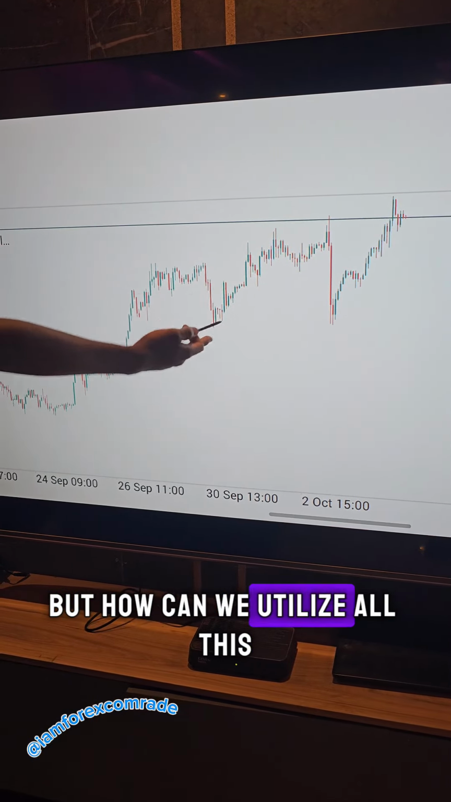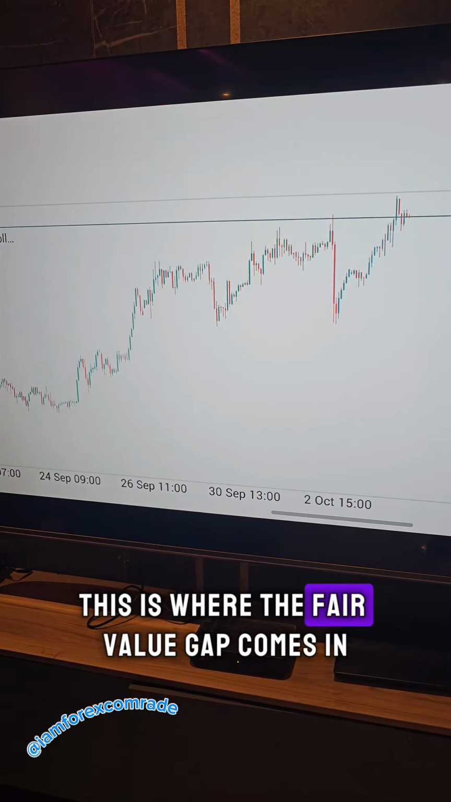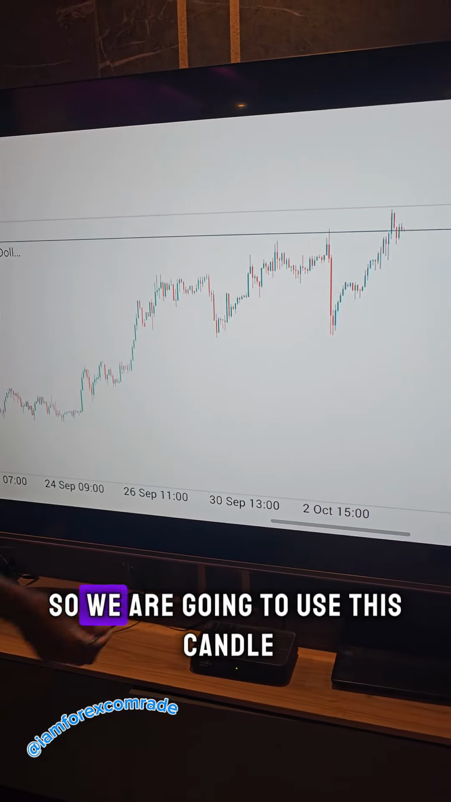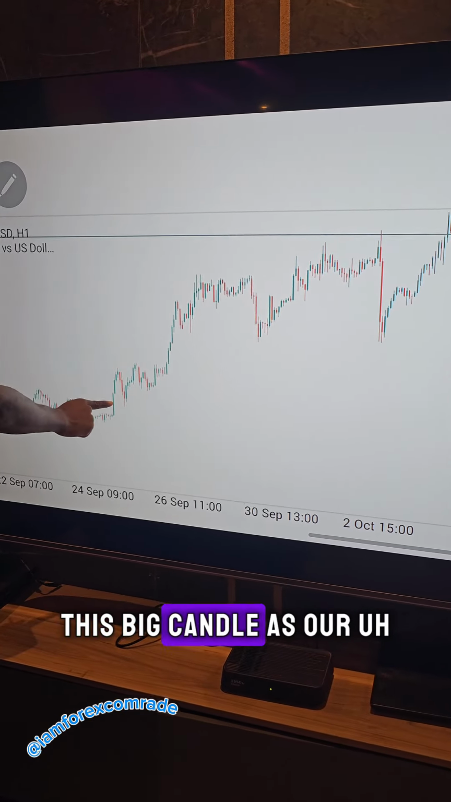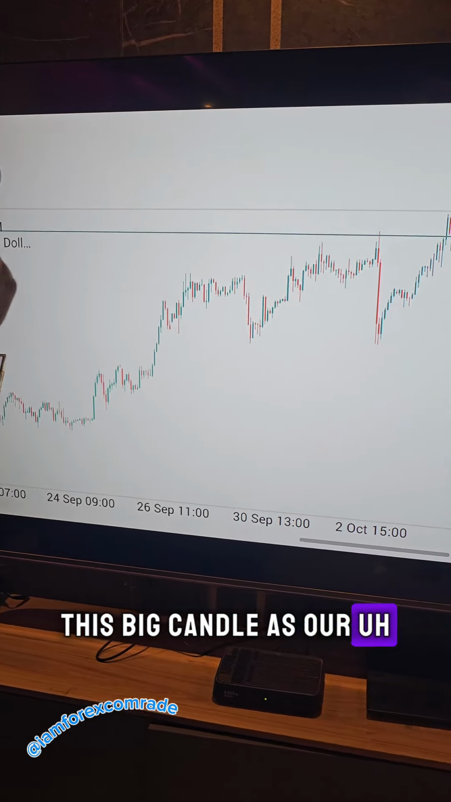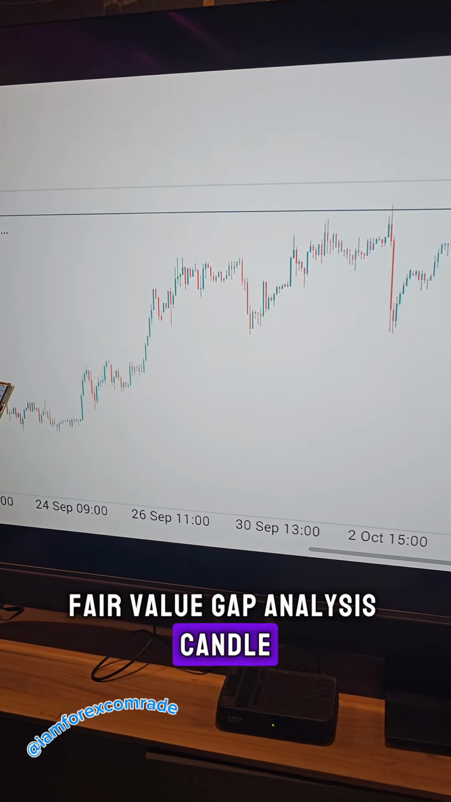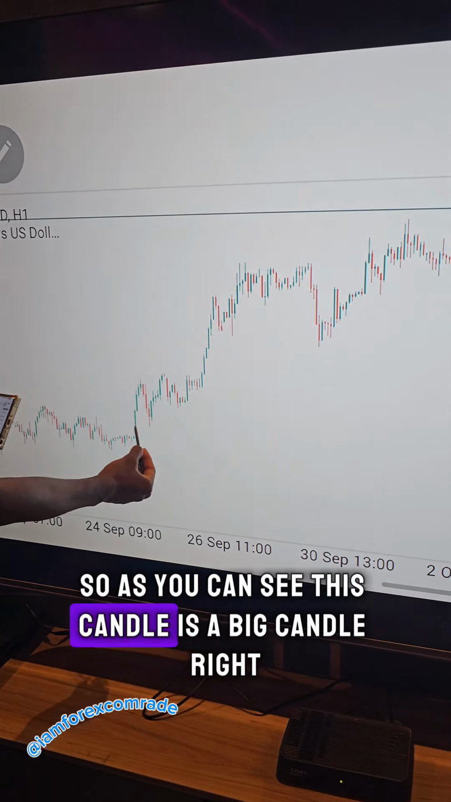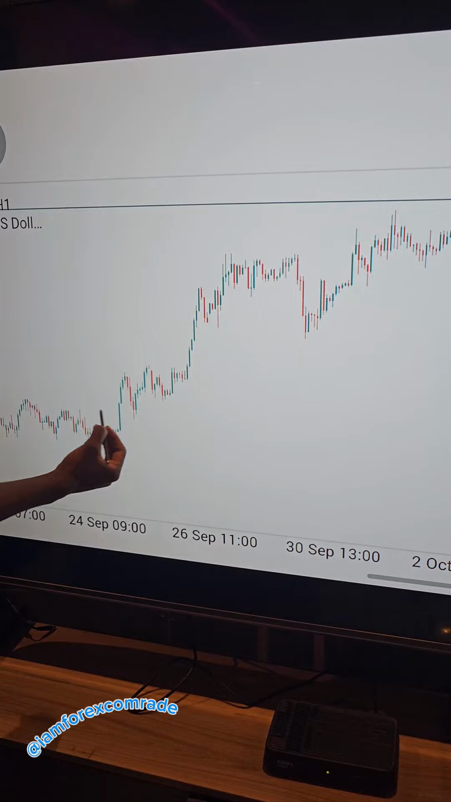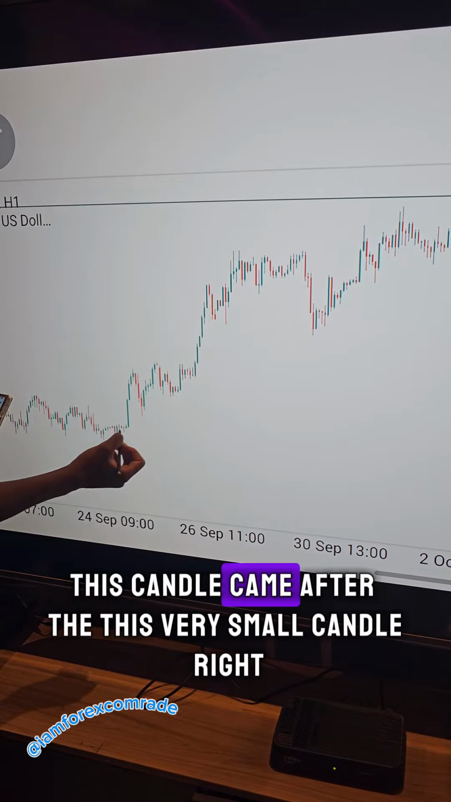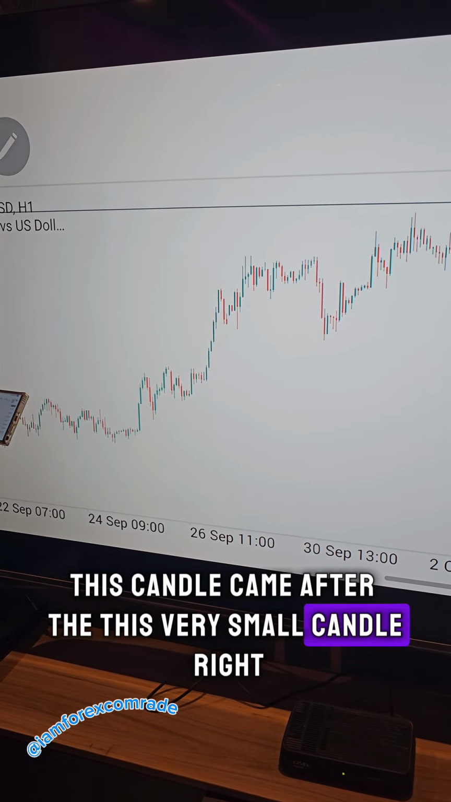But how can we utilize all this? This is where the fair value gap comes in. So we are going to use this candle, this big candle, as our fair value gap analysis candle. As you can see, this candle is a big candle, right? This candle came after this very small candle, right?